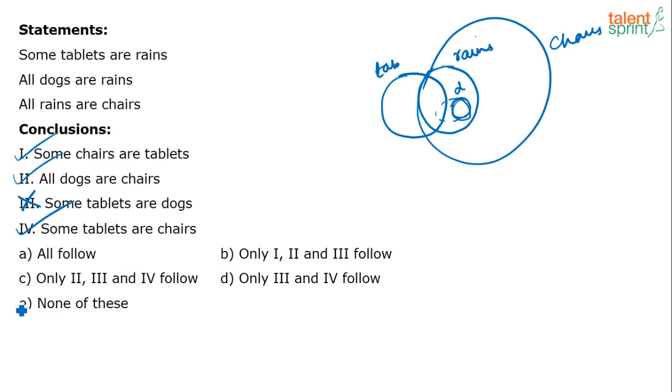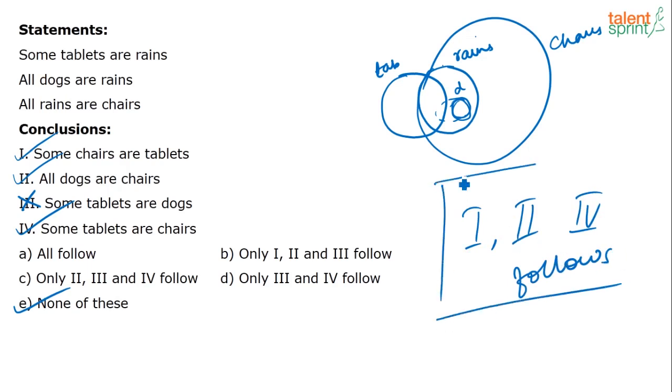So the answer will be E, none of these, right? See, all follow is not our answer. 1, 2 and 3 follow, not correct. 2, 3 and 4 follow, not correct. So you should go with none of these. Our correct option will be 1, 2 and 4 follow. That is not there, so take the option none of these. Everybody is getting E? Okay.